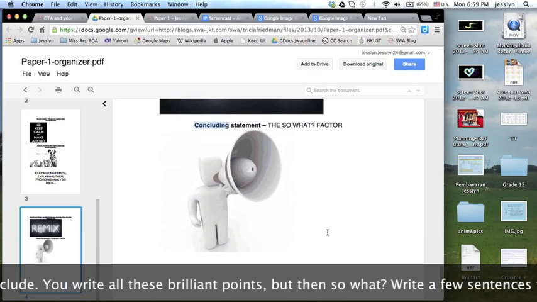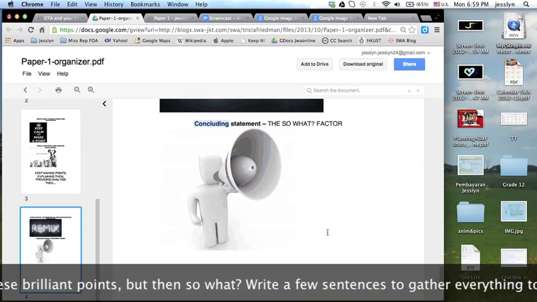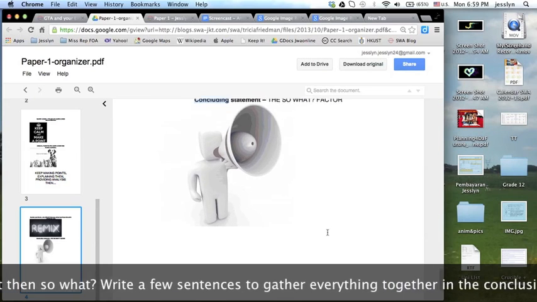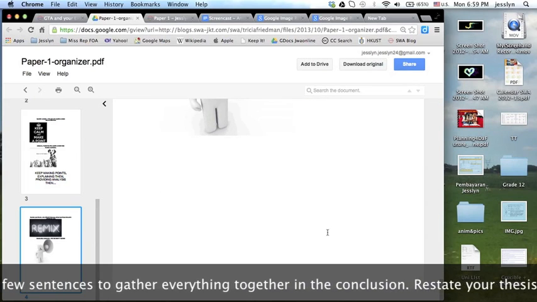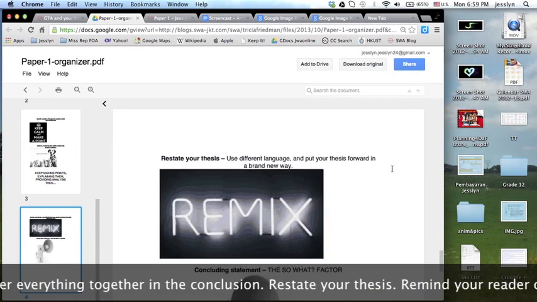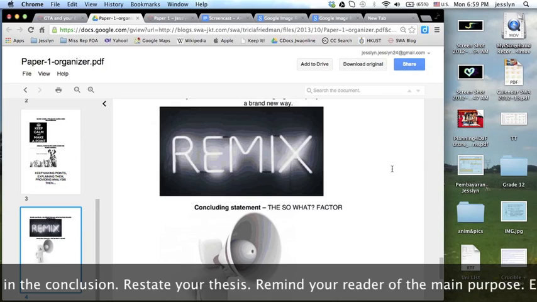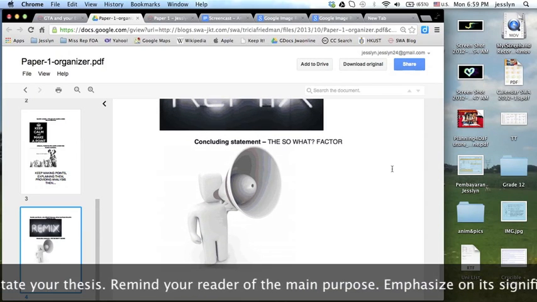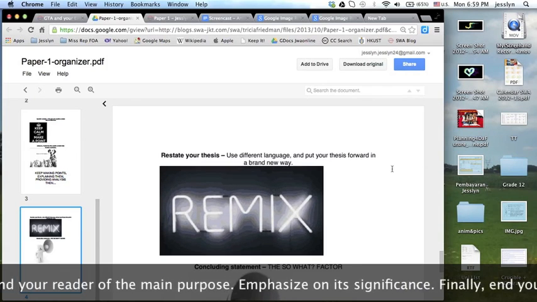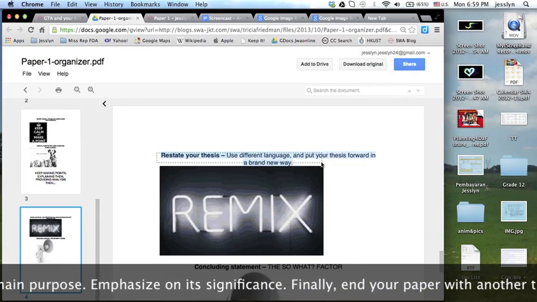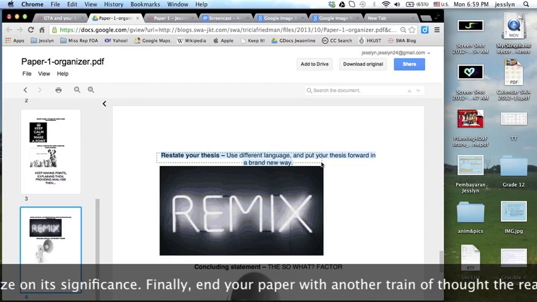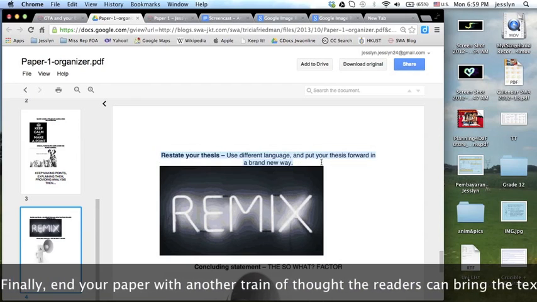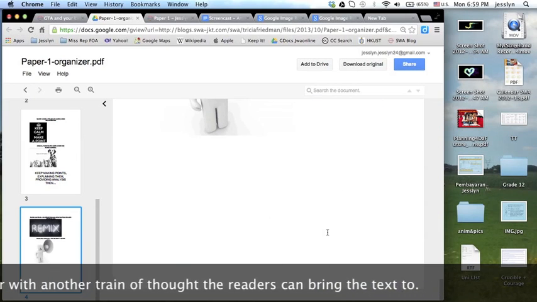You had brilliant ideas on your paper one, but then so what? Although your hand might be sore by the time you get to this point, make sure you write yourself a few more sentences to gather everything together in the conclusion. Do this by restating your thesis. Remind your reader of the main purpose of your paper one. Emphasize its significance to the reader. Finally, end your paper with another train of thought the readers can bring the text to.